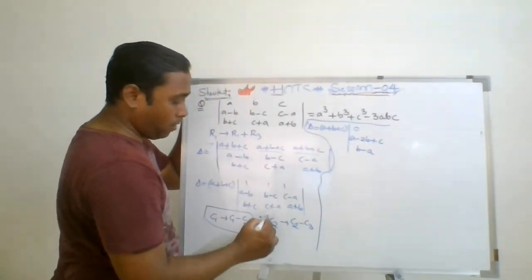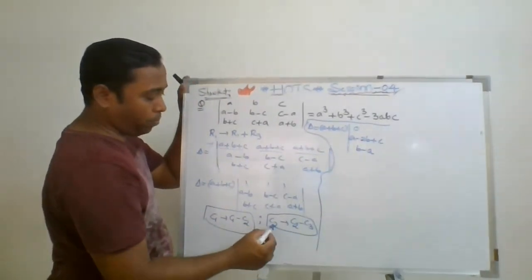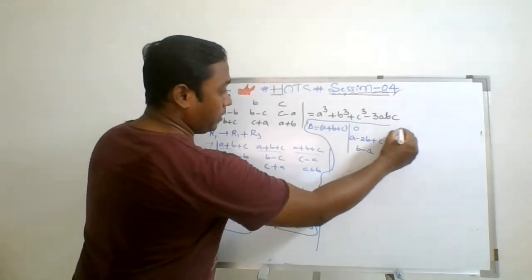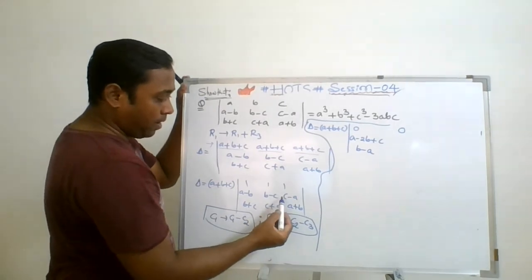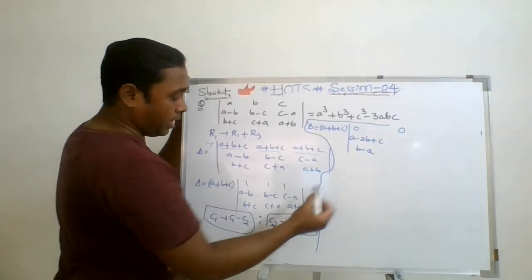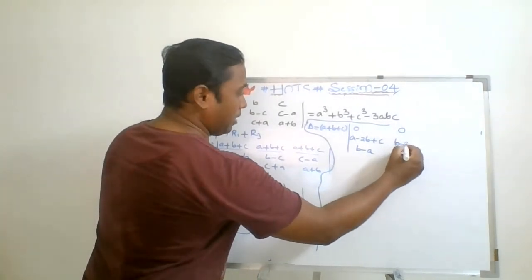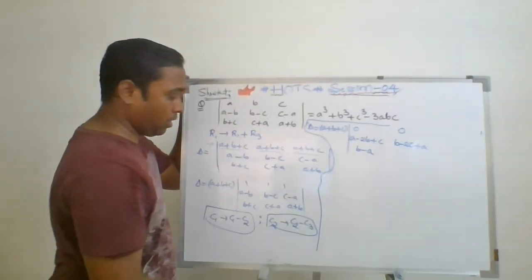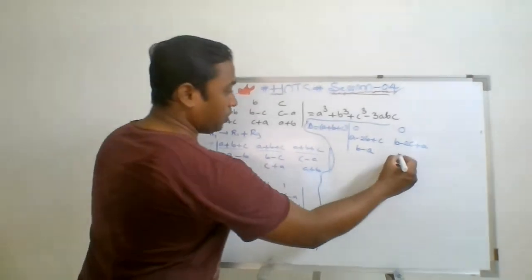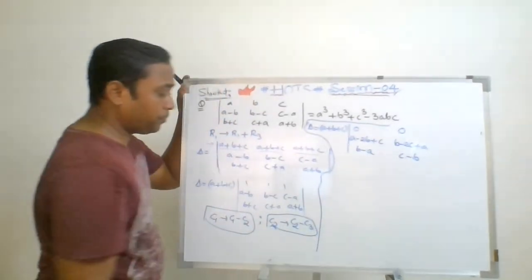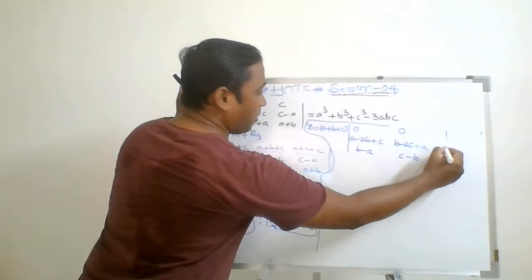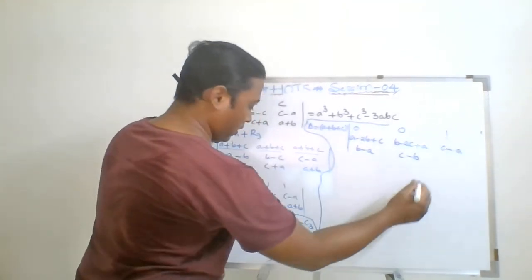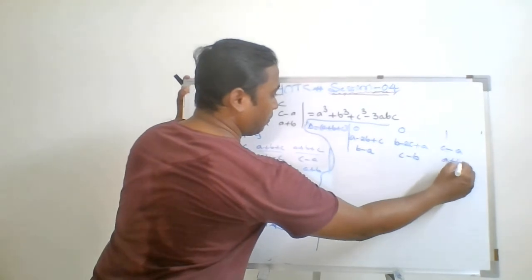In the same manner, now I am going to do the C2 operation. What is the C2 operation? C2 minus C3. It would be 0. Then minus C plus A, it means B minus 2C plus A. Then A gets cancelled, C minus B is left. The third column remains the same: C minus A and A plus B.